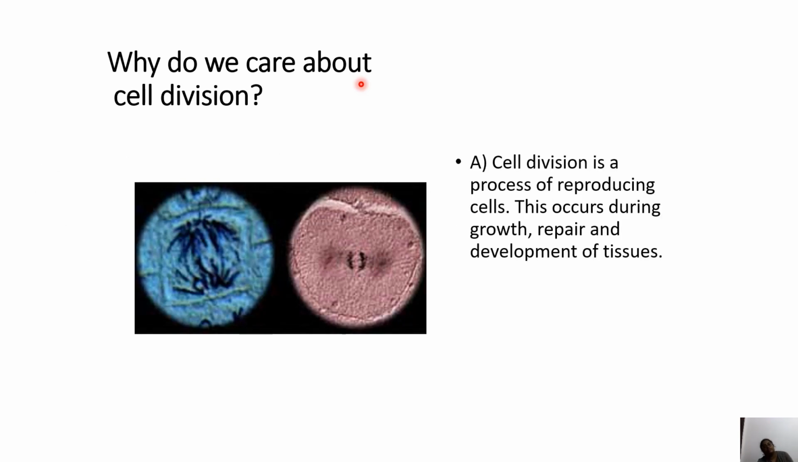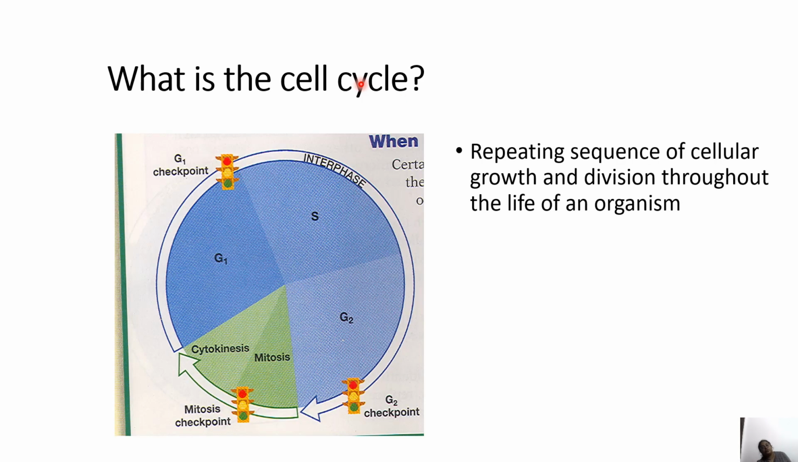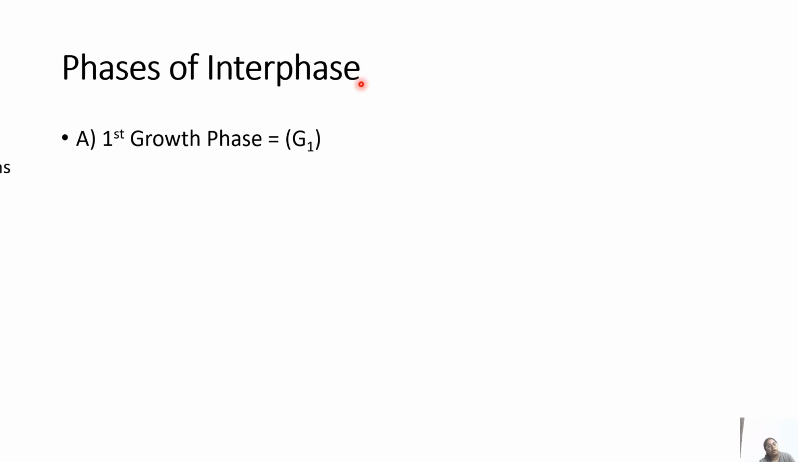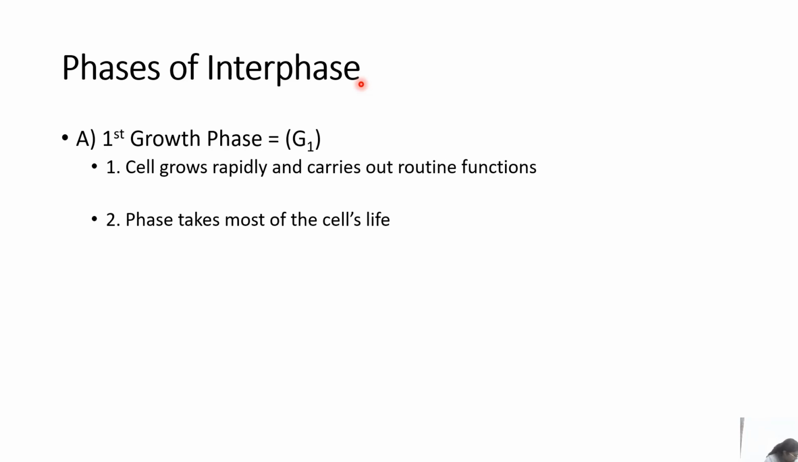So why do we care about cell division? It's basically a process of reproducing cells, occurs during growth, repair, and development of tissues. The repeating sequence of cellular growth and division throughout the life of an organism is called the cell cycle. So we have talked about all of these: growth phase.